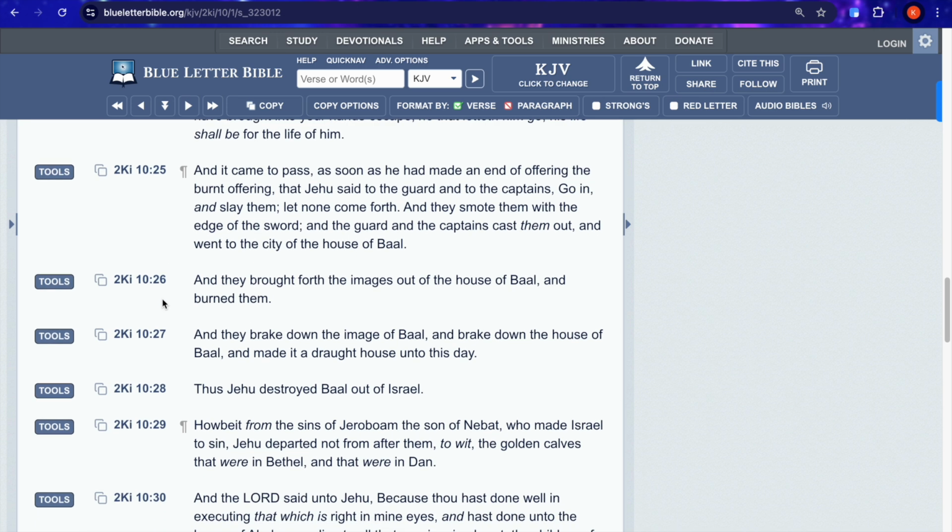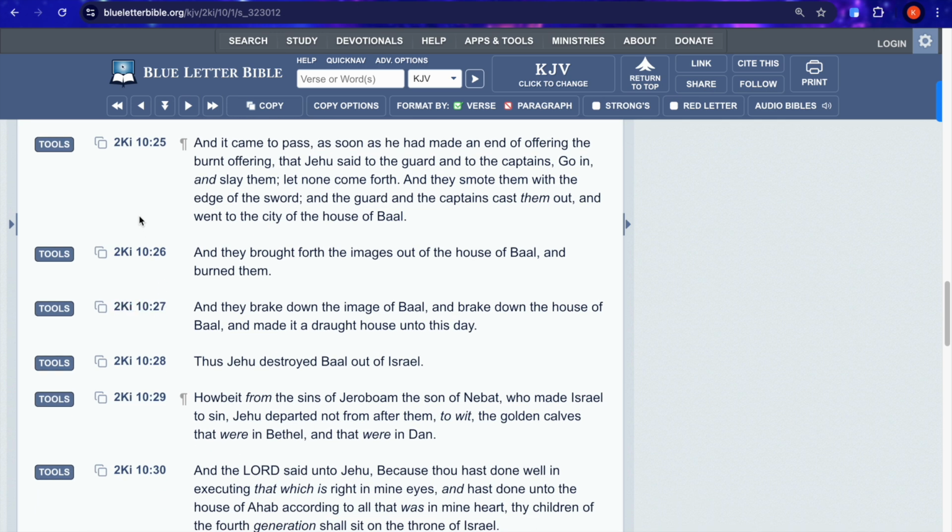And it came to pass, as soon as he had made an end of offering the burnt offering, that Jehu said to the guard and to the captains, "Go in and slay them, let none come forth." And they smote them with the edge of the sword, and the guard and the captains cast them out, and went to the city of the house of Baal. So you can imagine, now when it says that they slew them, this is exactly what they did. They had swords, they went up in there, they stabbed them up, cut off their hands, cut off their legs, cut off their heads. They were actually putting people out.